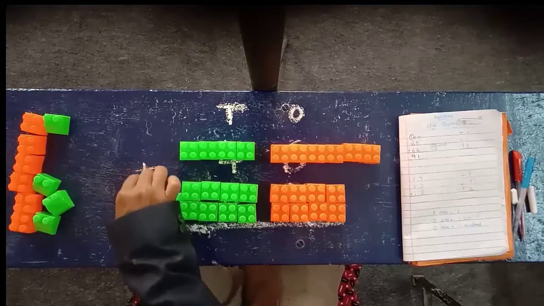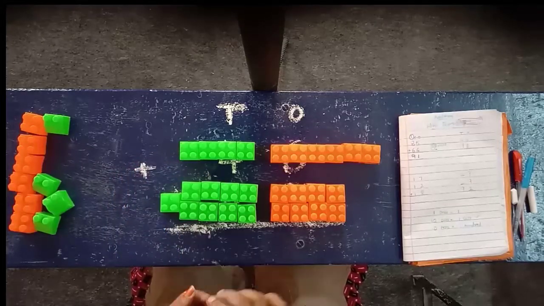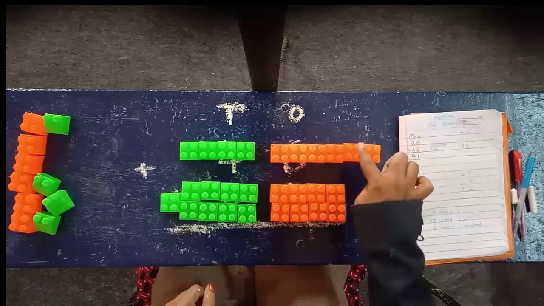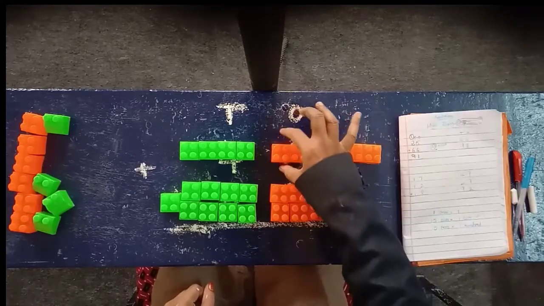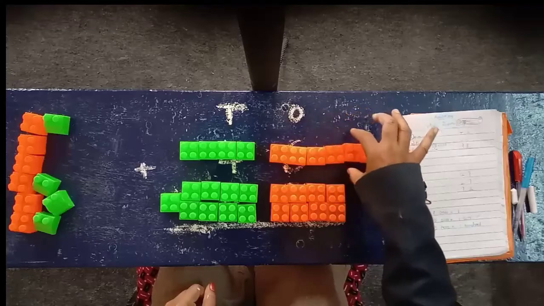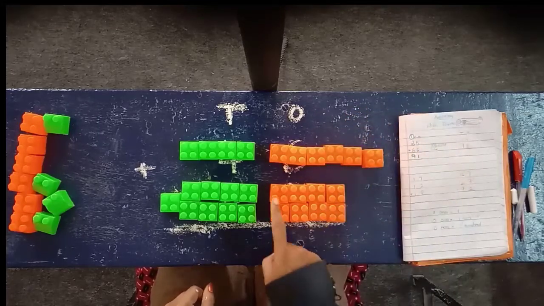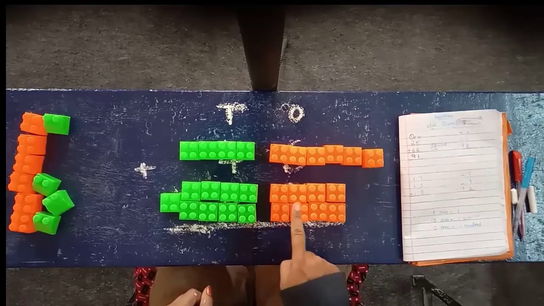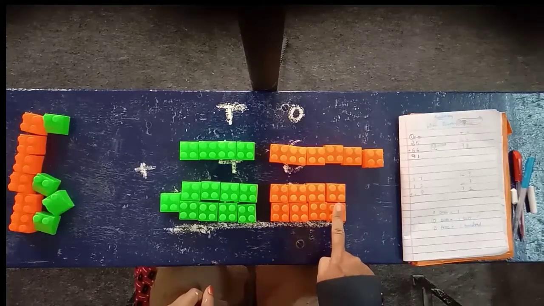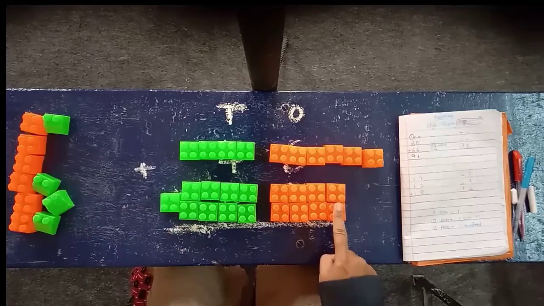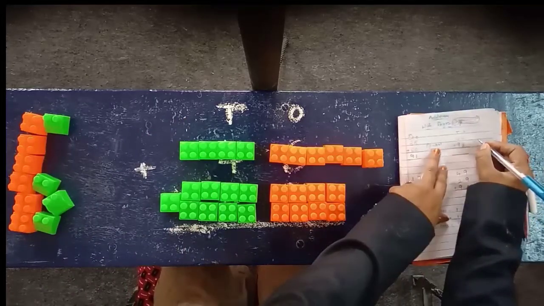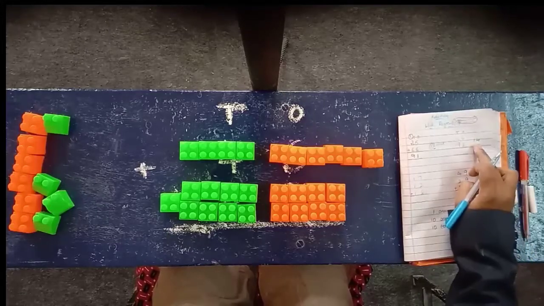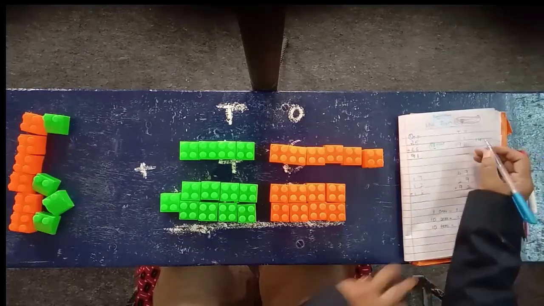Come on, first add the ones digits. How many are there here? 1, 2, 3, 4, 5, 6, 7, 8, 9, 10, 11, 12, 13, 14. Children, here 14 we are writing. 14 is again a 2-digit number. 2-digit means 14, how can I take it here?